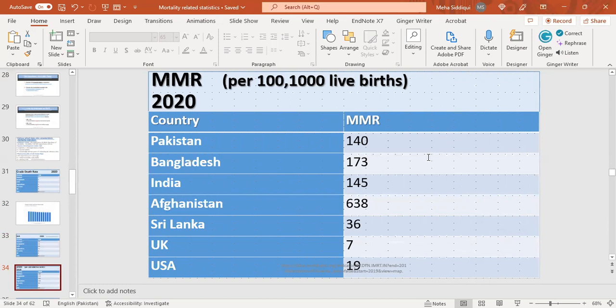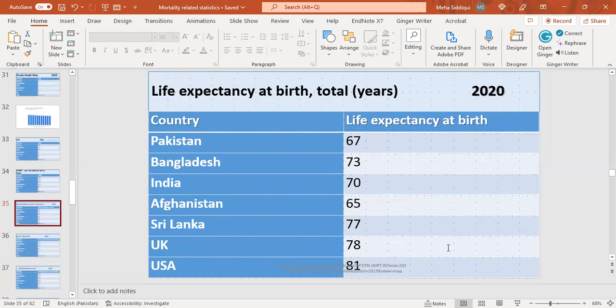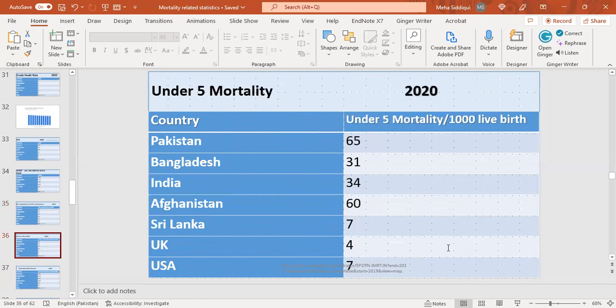And for Pakistan, the stats show 140 maternal deaths. In Bangladesh, it is 173, and for the developed countries, it is 7 for UK and 19 for USA. And life expectancy at birth, in years, is 67 for Pakistan, 73 for Bangladesh, and maximum is for USA, that is 81.